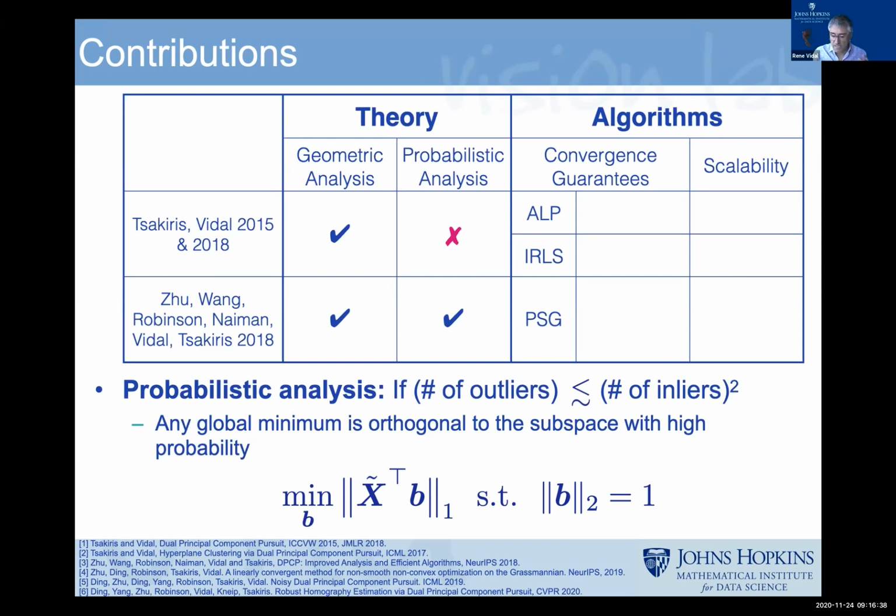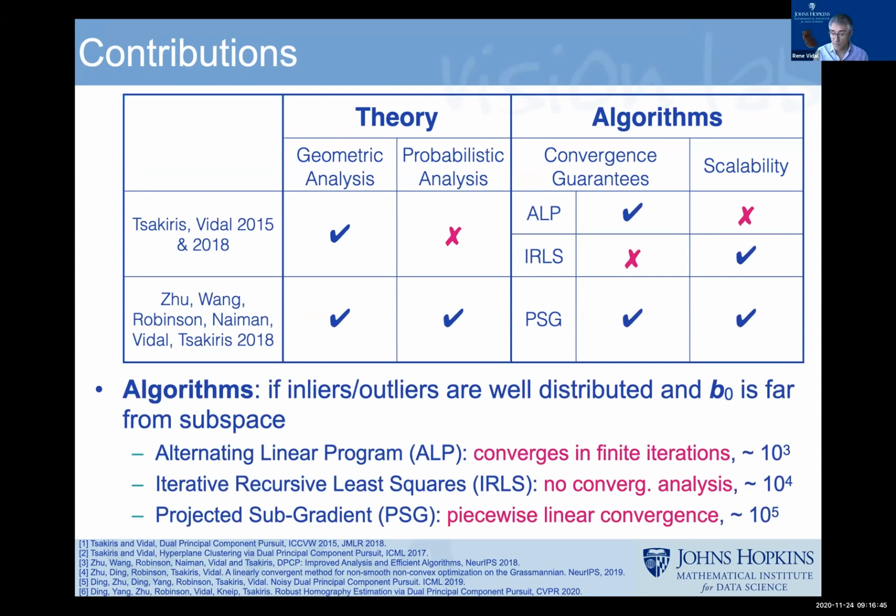Beyond just understanding the landscape of this non-convex optimization problem, we've also been trying to understand algorithms. Several years ago, and the algorithms are, by the way, almost all of them relatively well known in general, but their application to this specific problem is what matters here. The first one is ALP, alternating linear programs. It's one for which we can prove that it converges in a finite number of iterations, in fact. But it's not very scalable because you need to solve linear programs.